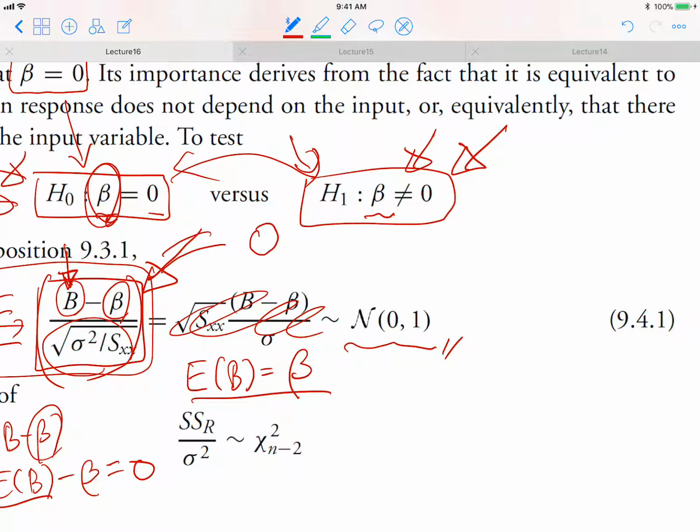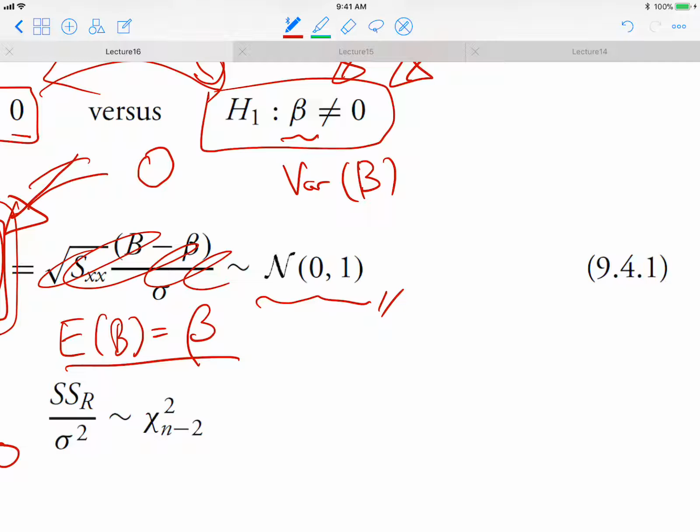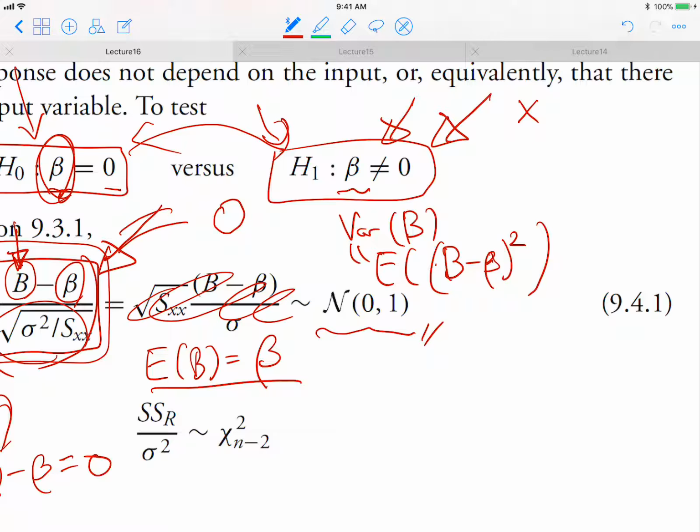And then can we know the variance of B, or alternatively the expectation of (B minus beta) squared? So this is the definition of the variance, because if x has the true mean value of mu, then this is the same as the variance of x, right? So they are actually the same equation.